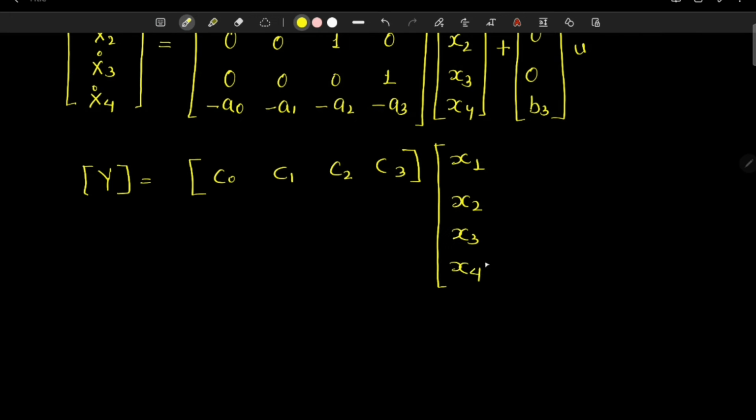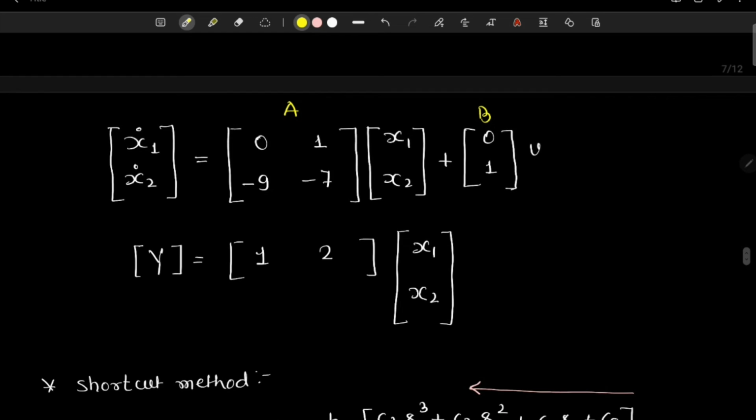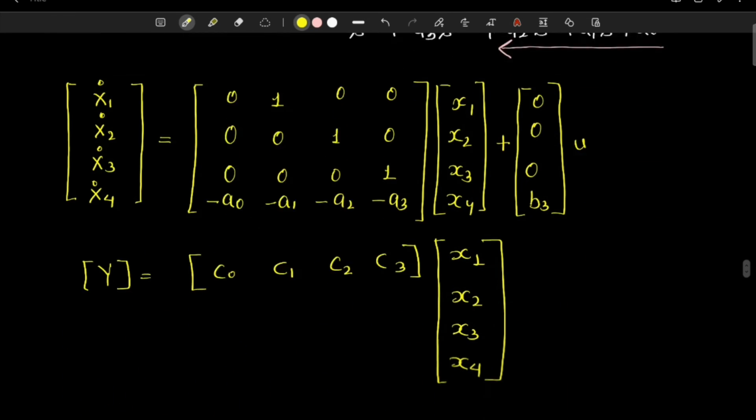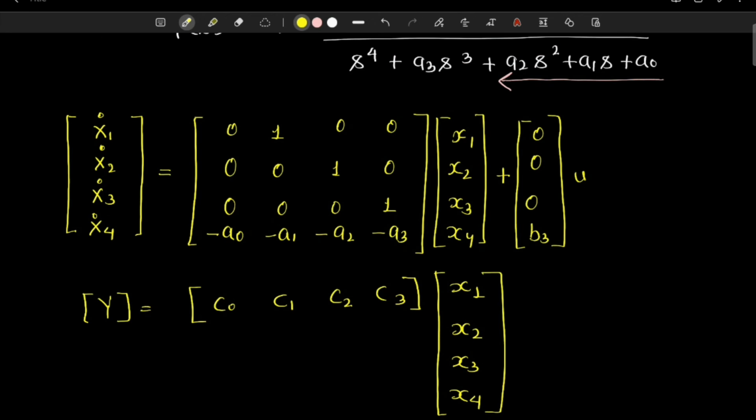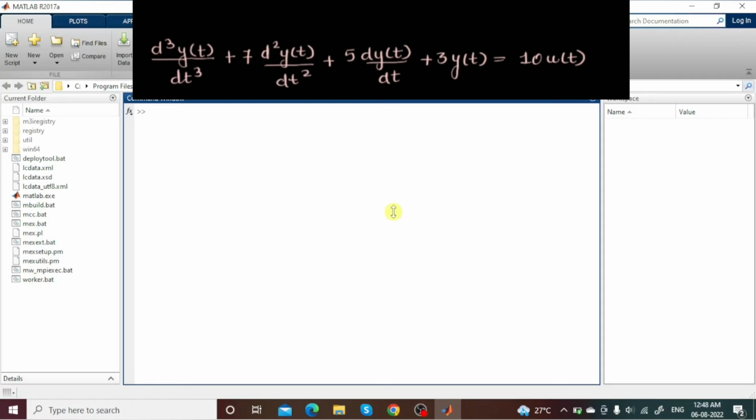Okay, but in examination, in university exam, don't use this shortcut. You have to solve this equation with the entire process. This is only used for GATE purpose. Okay, now we will see these two questions in MATLAB programming. Now we will see both the questions in MATLAB.